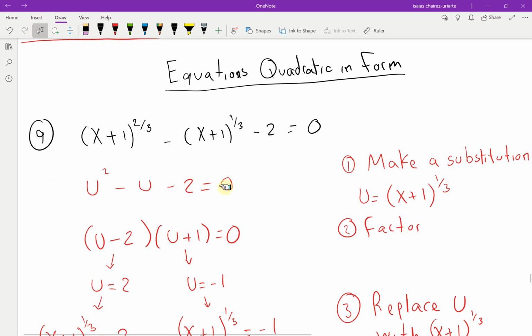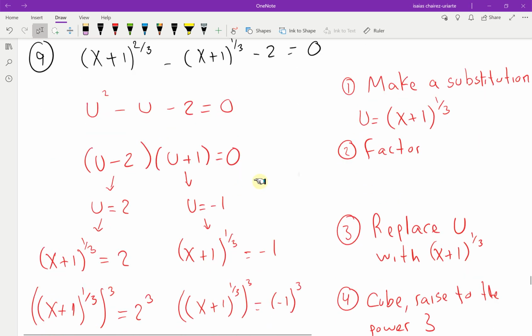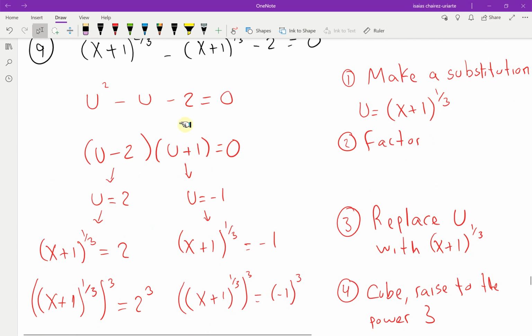And now I'm in another variable, the variable u. I'm going to try to solve this equation for u now. In order to solve for u, I'm going to factor it. So this factors as u minus 2 times u plus 1.